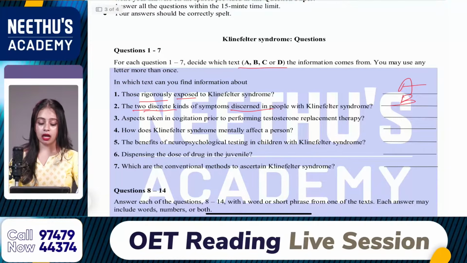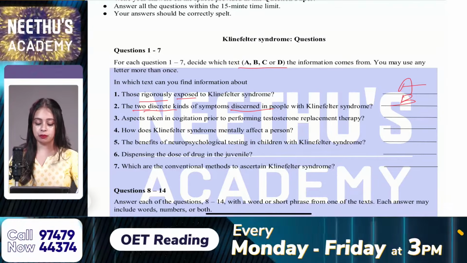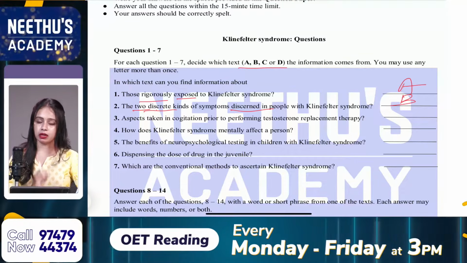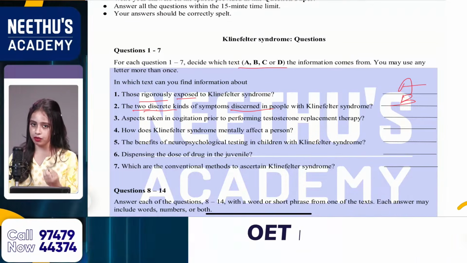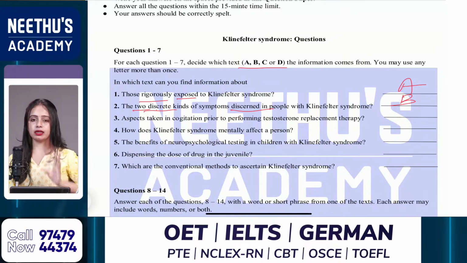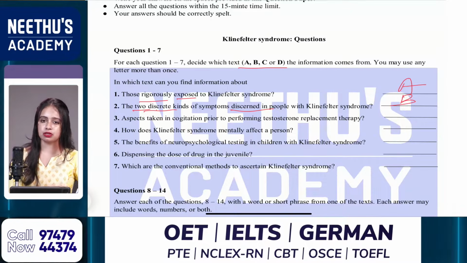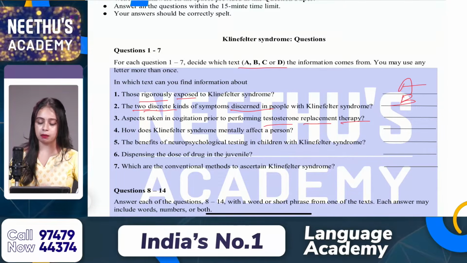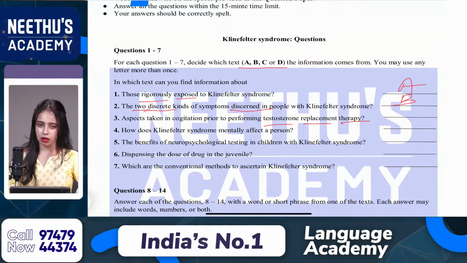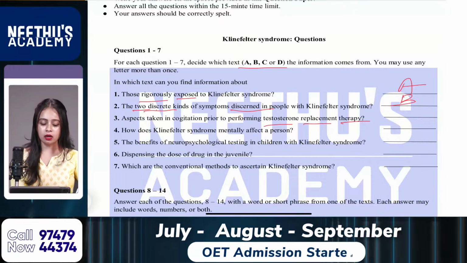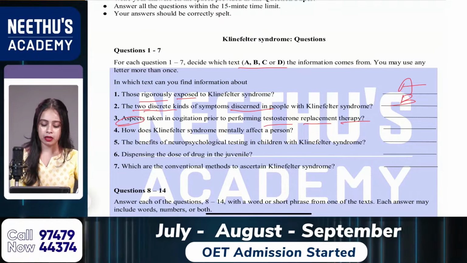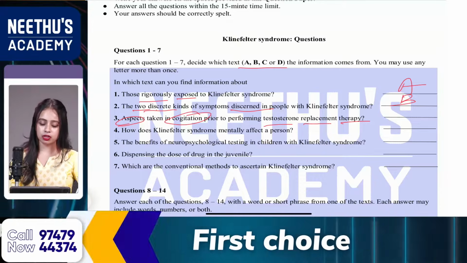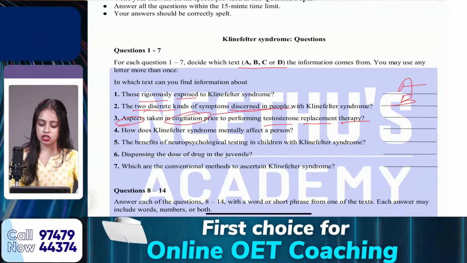And what about the third one? Aspects taken in cogitation prior to performing testosterone replacement therapy. Even though you have no idea regarding the other words mentioned in the question, you can follow the next words. For example, you have no idea what aspects means, or cogitation. Then you can search for other keywords.